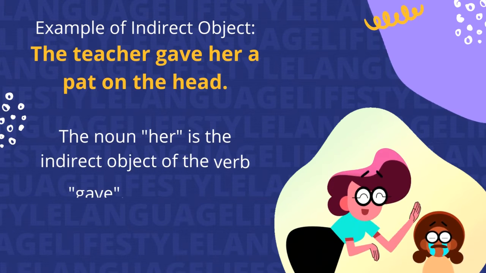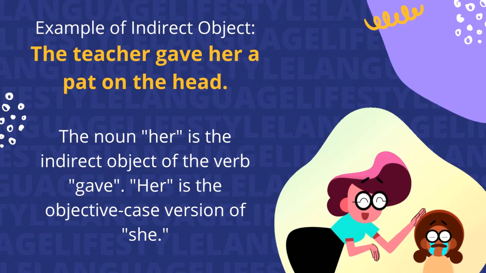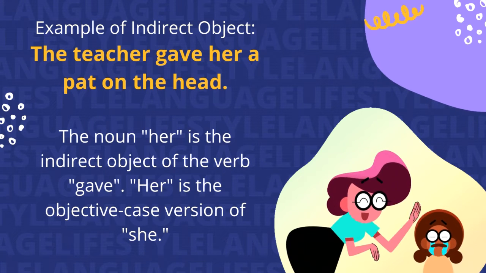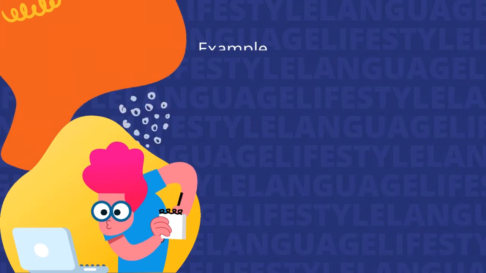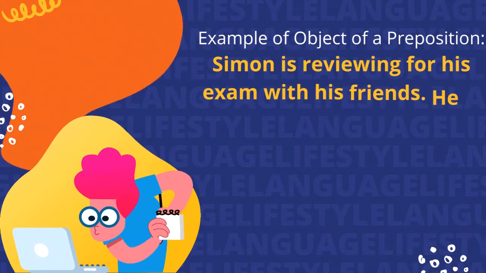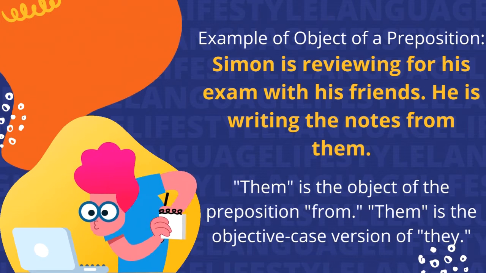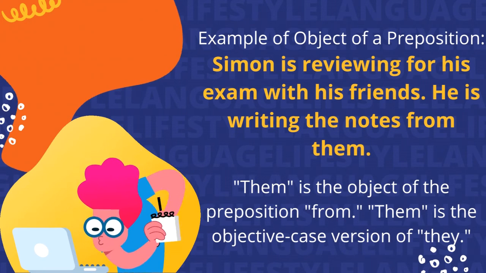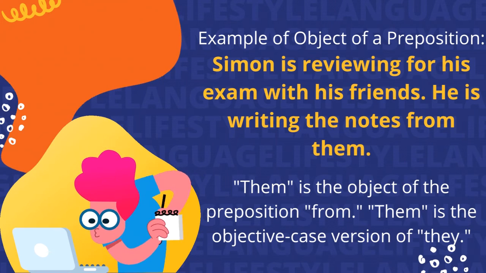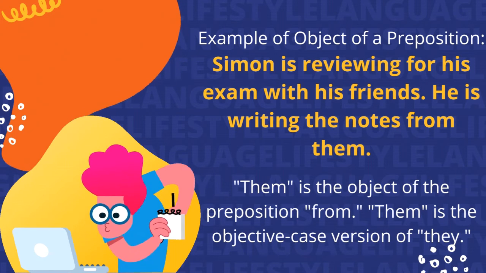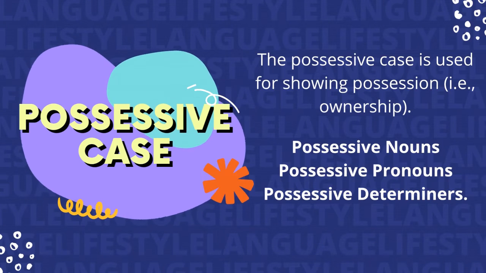Here's an example of an indirect object. The teacher gave her a pat on the head. The noun her is the indirect object of the verb gave. Her is the objective case version of she. Here's an example of an object of a preposition. Simon is reviewing for his exam with his friends. He is writing the notes from them. Them is the object of the preposition from. Them is the objective case version of they.